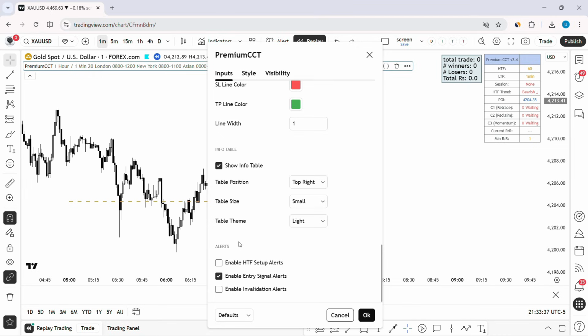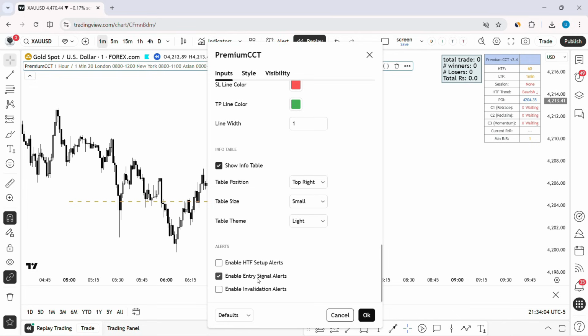The next section is alerts. You can get alerts for these 3 type of events. The first is HTF setup alerts. Whenever an HTF POI forms, if this is selected, it will send an alert. Then we have entry signal alerts.